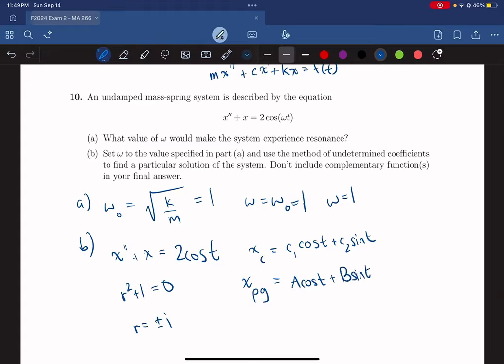And this is where we check for duplicates. So are there any duplicates between this and this? And as you can see, they're both duplicates. So what do we do? We just multiply by t, or multiply by t until there's no duplicates. We only have to do it once here, so we're just going to do at cosine of t plus bt sine of t. And as you can see, no more duplicates between these two.